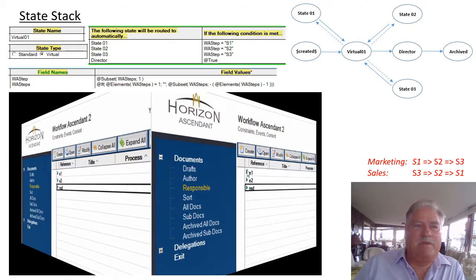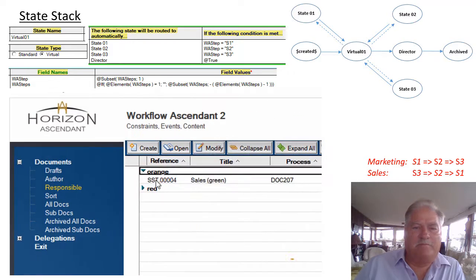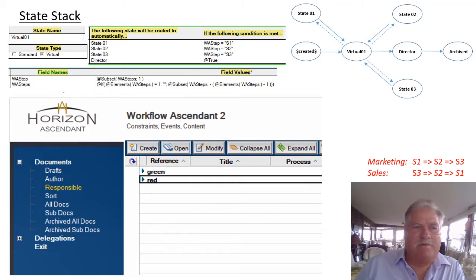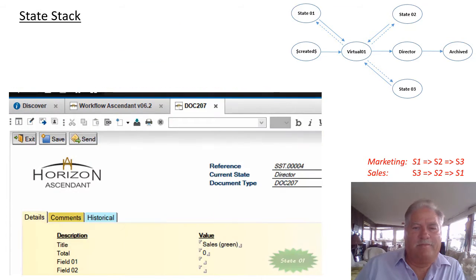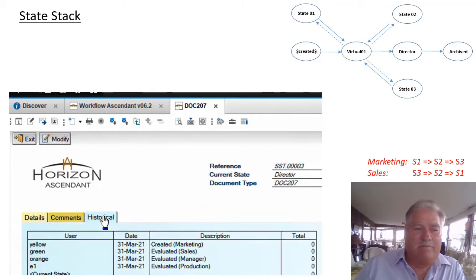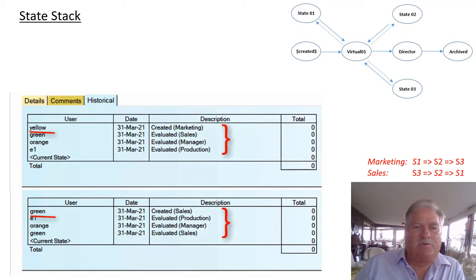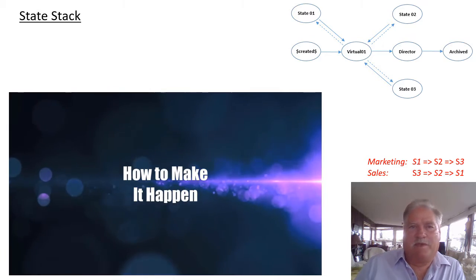I'll display the rule definitions for the virtual state virtual 01 up in the top of the screen there. So here we are going through the various permutations. And lastly, we'll look at the intervention logs for each user. As you can see, the two different orders that the states were addressed. And this is how to make it happen.